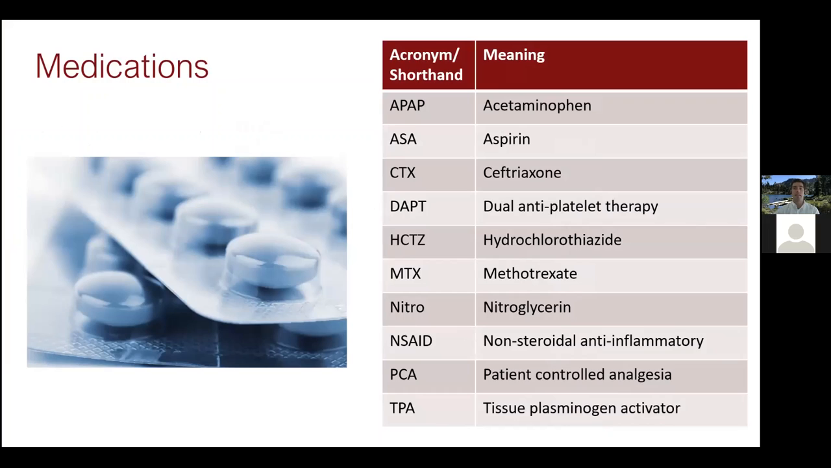We also use it for medications. We use a lot of shorthand for medications. The ones that you'll see most frequently are APAP and ASA, which is acetaminophen and aspirin, CTX, which is ceftriaxone, and DAPT, which is dual antiplatelet therapy. Oh, I'm sorry, I can slow down. Dual antiplatelet therapy is a combination of aspirin and another antiplatelet therapy, generally Plavix or ticagrelor, Brilinta. You'll also see HCTZ, which is a blood pressure medication, and methotrexate, MTX, and then nitroglycerin.